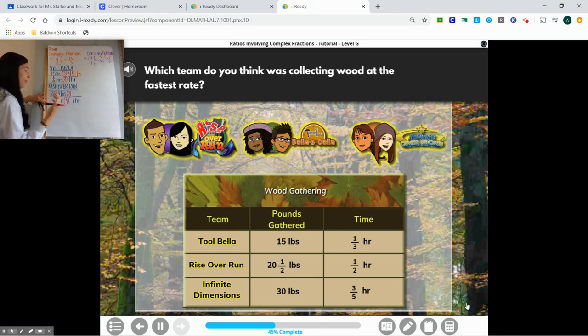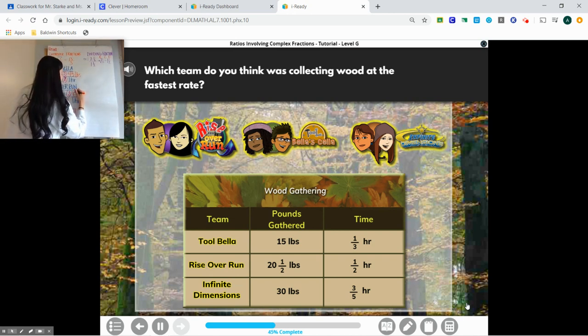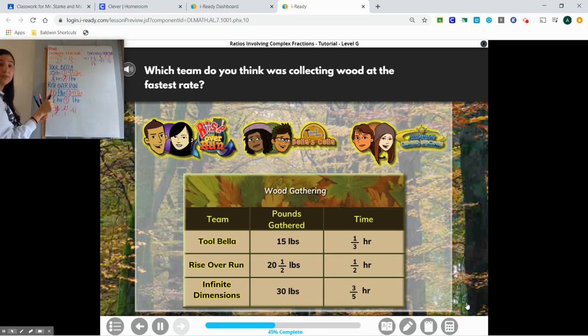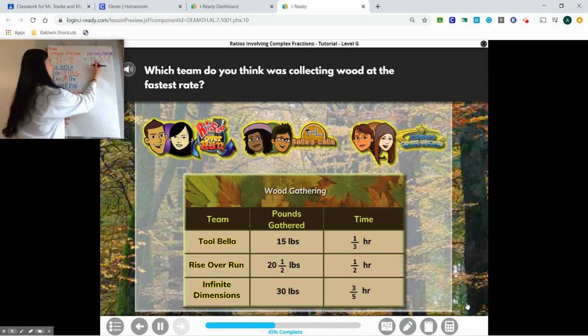You can do mental math, or we can bring this down here. Turn this mixed number into an improper fraction. 2 times 20 is 40. Hold that in your head, add the 1. So this would be 41 over 2 times 2 over 1. Cross reduce, and what's 41 times 1? 41. So we know that our answer for rise over run is 41 pounds. Okay, the last one that we have to find out and compare, infinite dimensions. We'll do that over here.